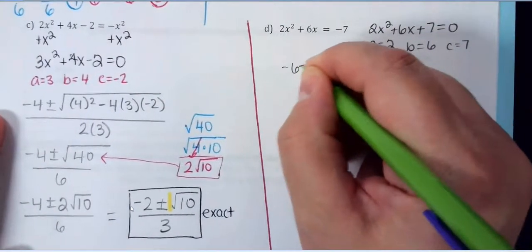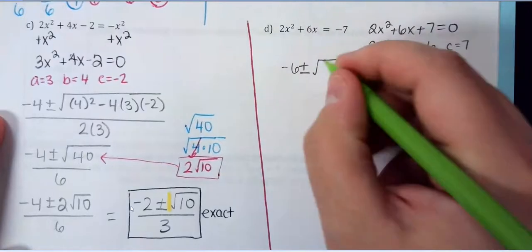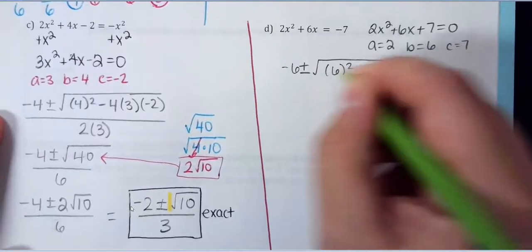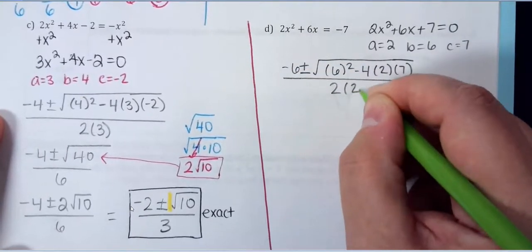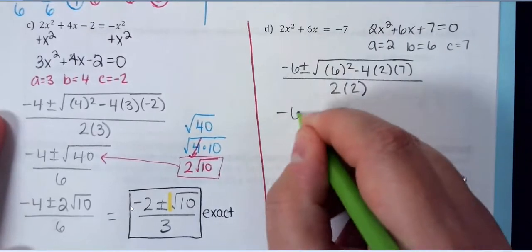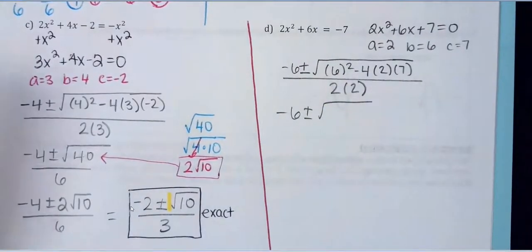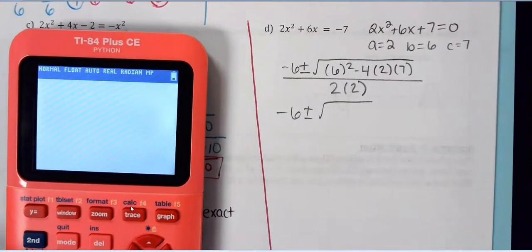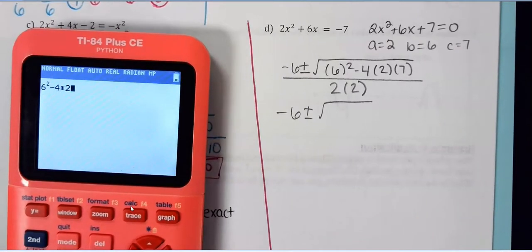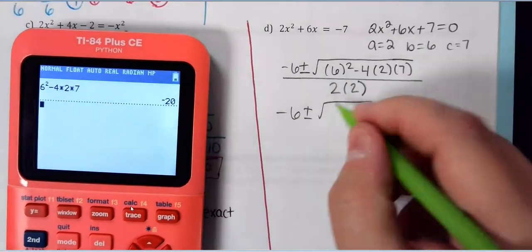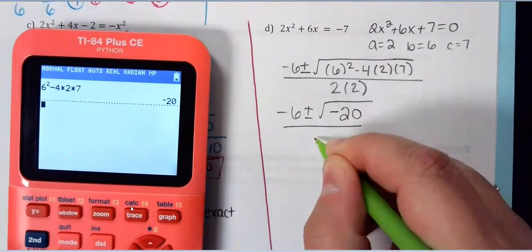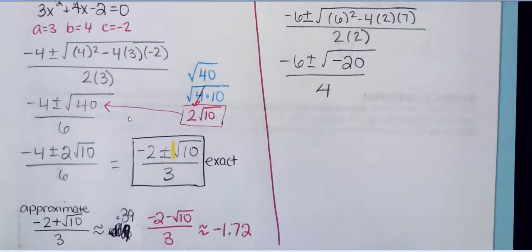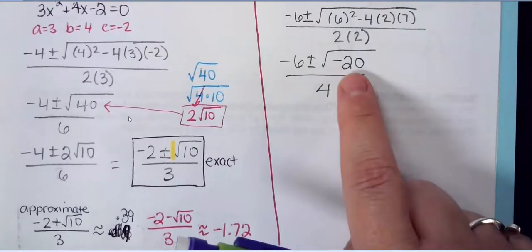Opposite of B here would be -6 plus or minus square root of 6 squared minus 4 times 2 times 7, everybody over 2a, here it's going to be 2 times 2. Again, I just grab my calculator here and I simplify what's under the radical, but I don't actually type the square root. So I'm going to do 6 squared minus 4 times 2 times 7. I got -20. Everybody over 4. What kind of answers are we going to have here? We have to go into imaginary land because we have a negative under the square root.